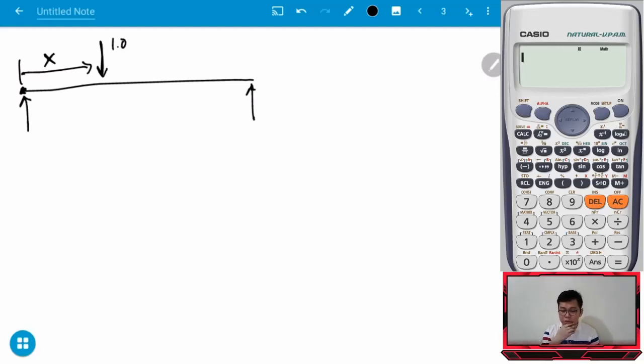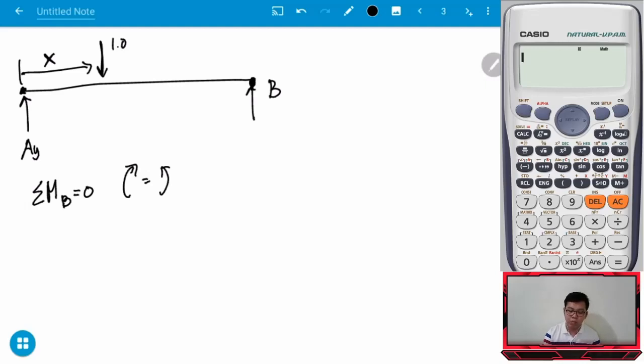So how will I solve for the reaction at AY? I will sum up moments at B, equal to 0. Same as before: clockwise equals counterclockwise. So what is the clockwise moment? Obviously, we have AY times 10.